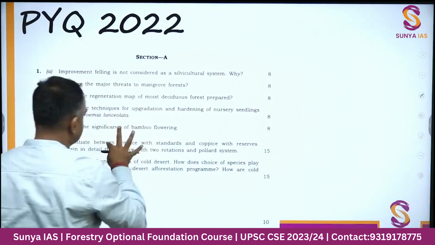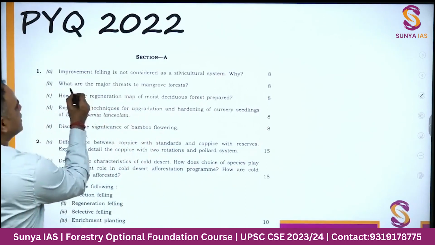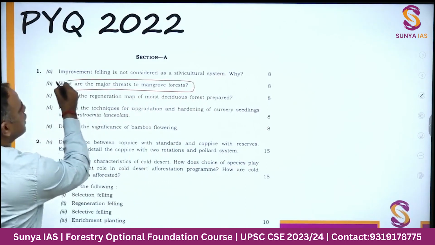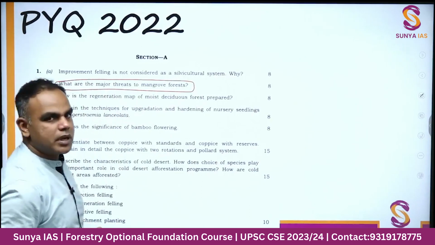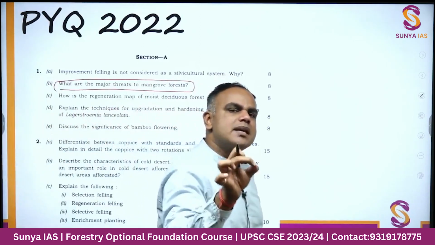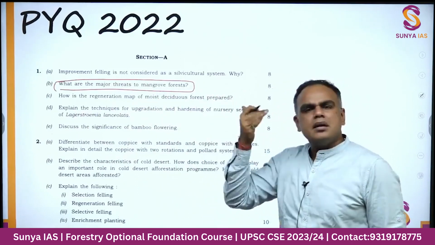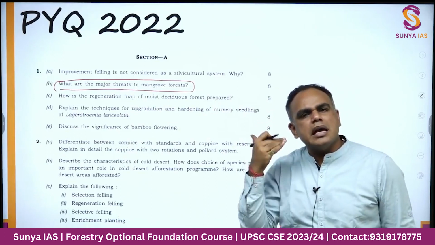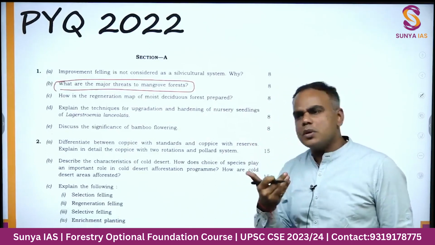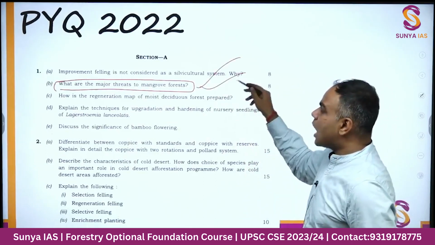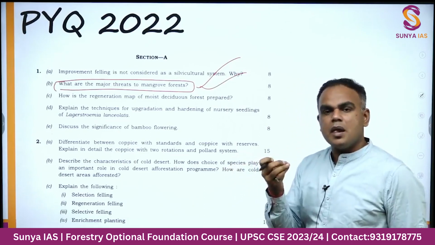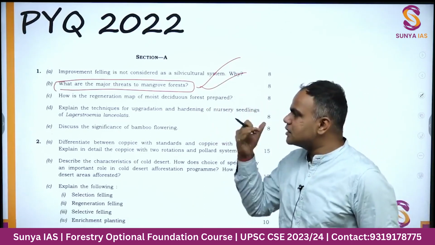So here I just tell you, for example, you had a question: what are the threats to mangrove forest? Now many of you who have basic understanding can write down many points. Let's say, sir, climate change, inundation, encroachment, right, and so on and so forth. You can write down these things, but how would you differentiate your answer? What other things can you put in to make this answer stand out?